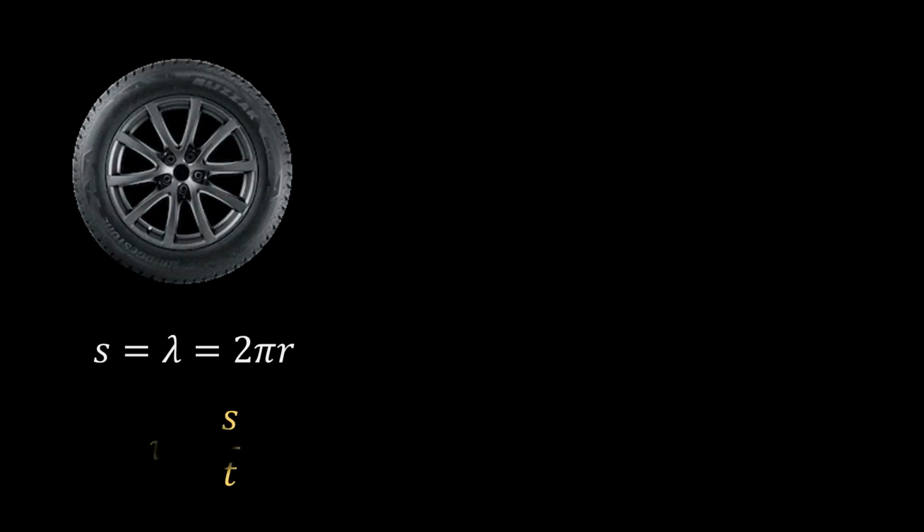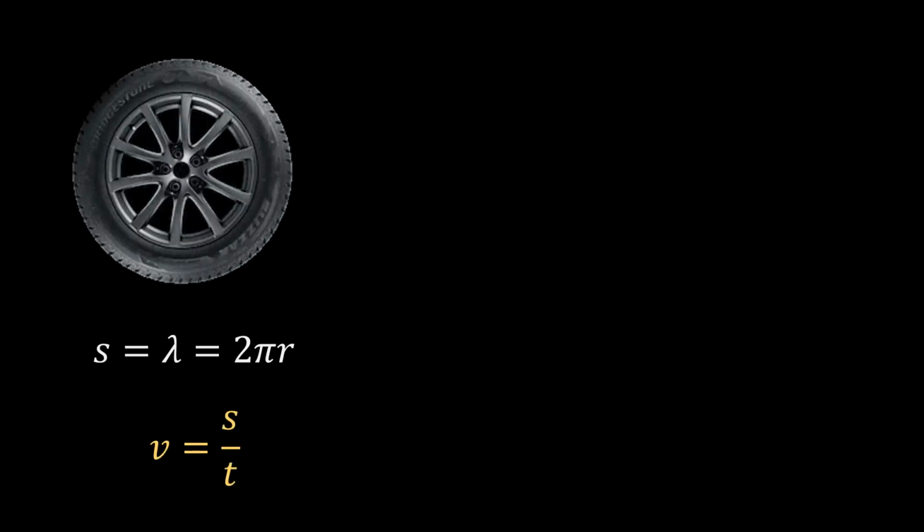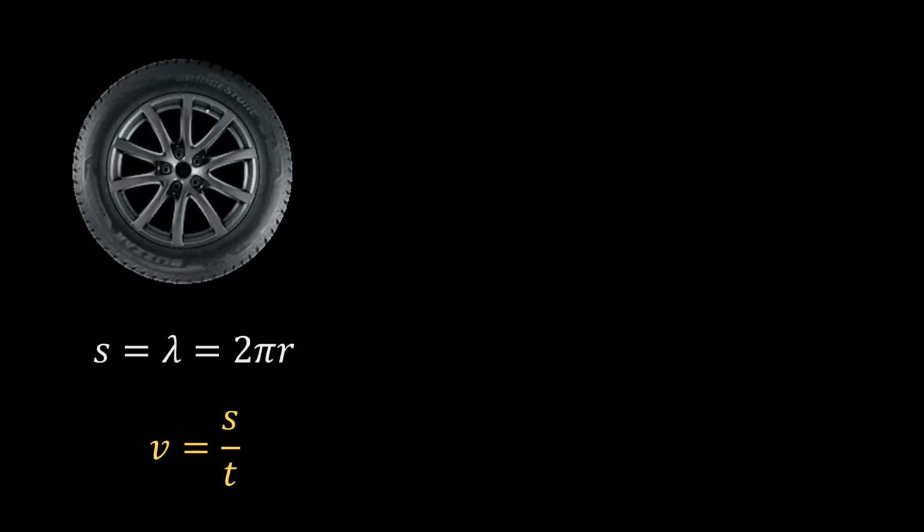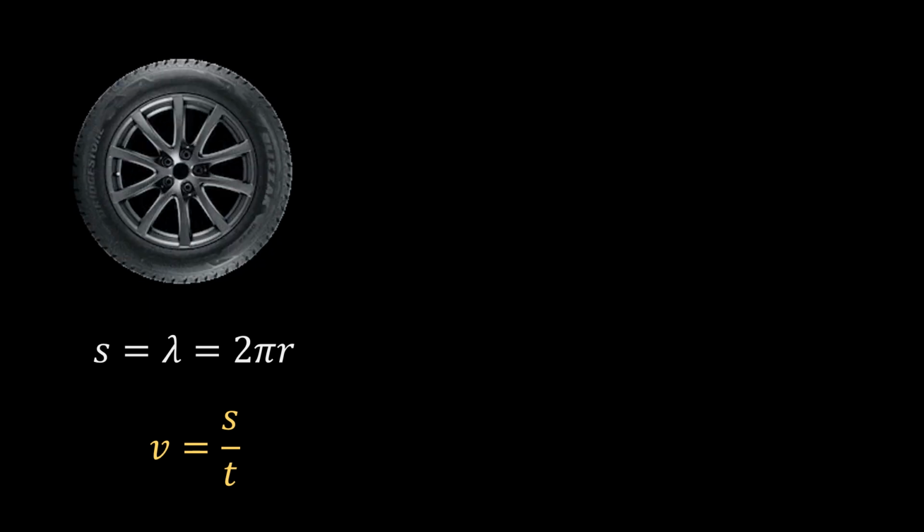Looking back on our tire problem, the horizontal distance s covered by this tire when it makes one revolution is equal to the wavelength of the wave. And as we have seen, this is the same as the circumference of the circle. According to elementary mechanics, the translational velocity is given by the distance traveled divided by the time taken. The time taken to make one complete revolution is called the period. So, the velocity can be written as lambda over t.